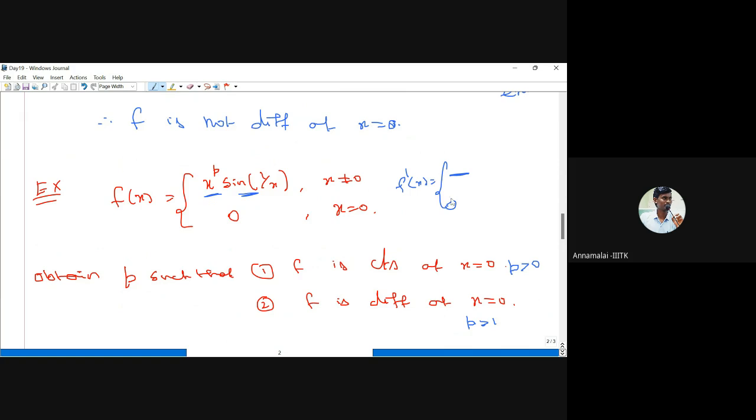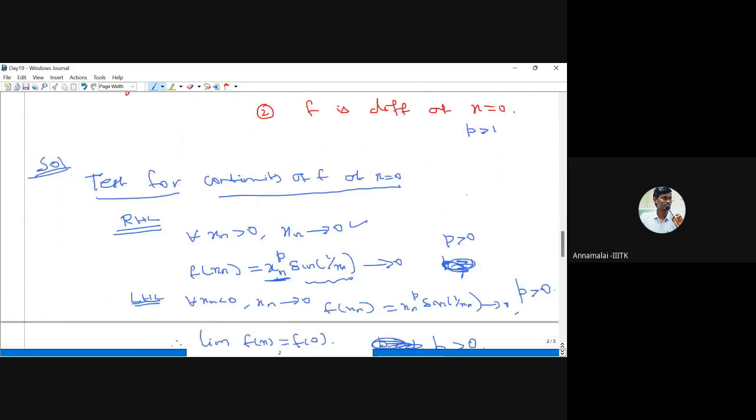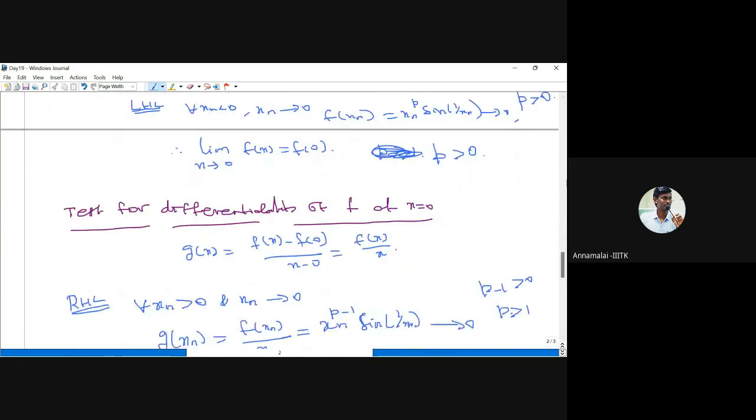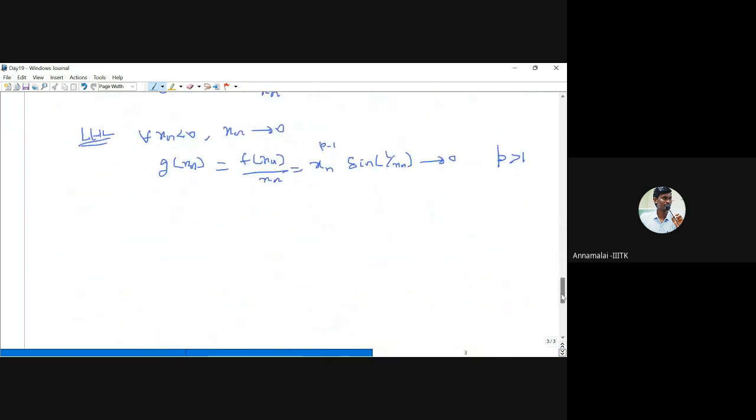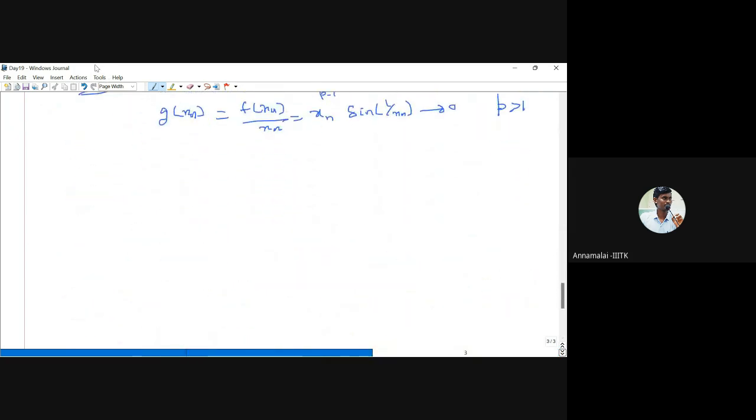Sometimes f dash does not exist. Maybe I will give one more problem in terms of x square. But for this problem, for p greater than 0 it is continuous, and for p greater than 1 it is differentiable. Similarly, in the particular case where p equal to 2, what will happen? For example, f of x is defined to be x square into sine 1 by x for x not equal to 0, and 0 for x equal to 0.